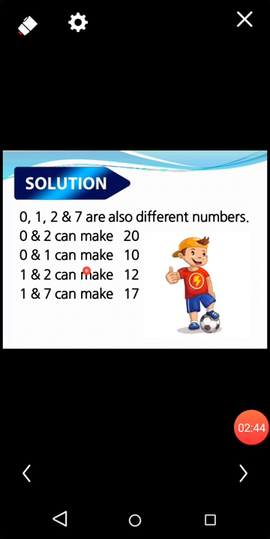0, 1 can make 10. 1, 2 can make 12. 1, 7 can make 17.